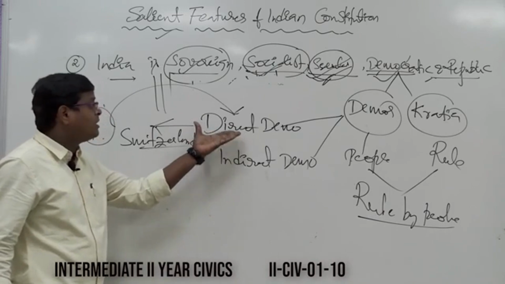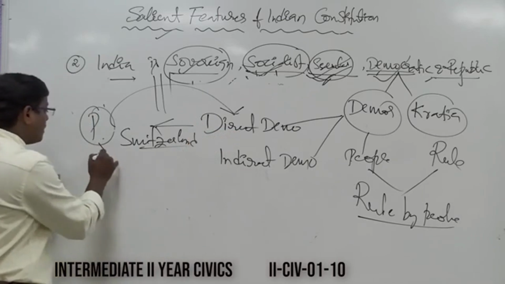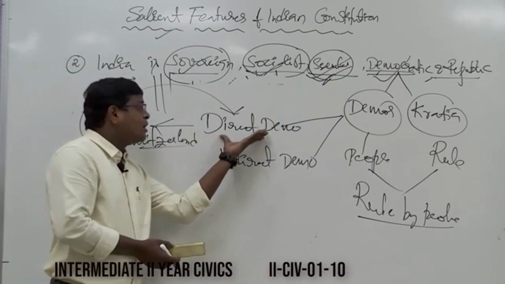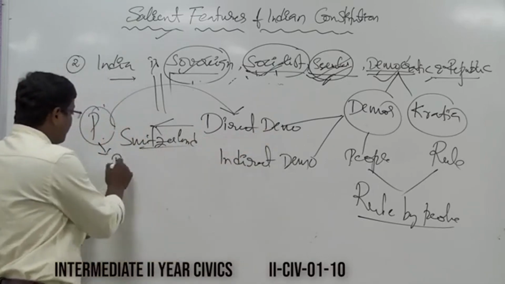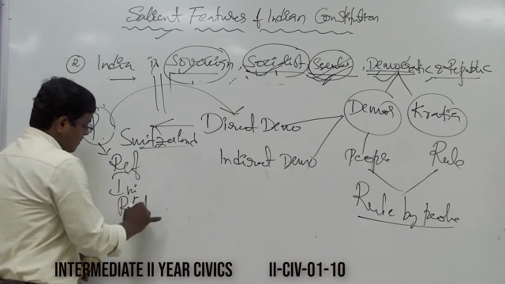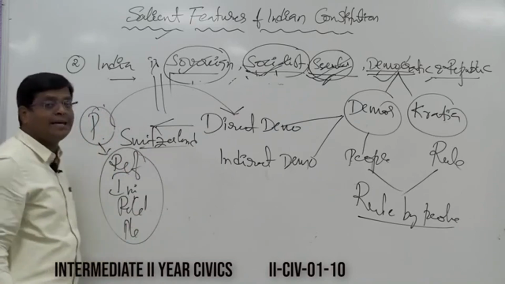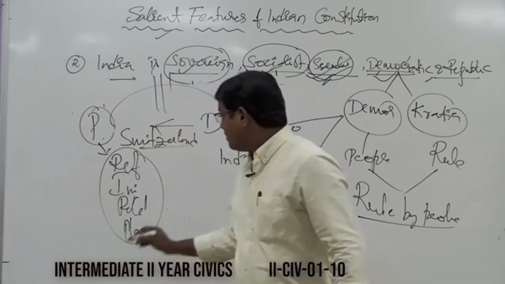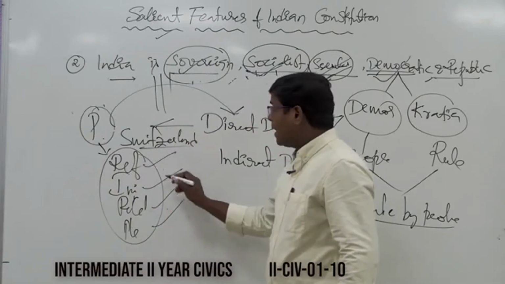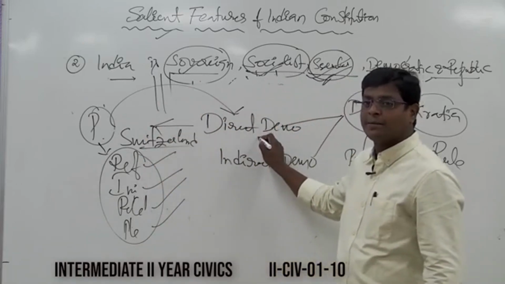In direct democracy, the people are directly involved, by some devices. There are four devices of direct democracy: referendum, initiative, recall, plebiscite. By these devices, people are directly involved in direct democracy.